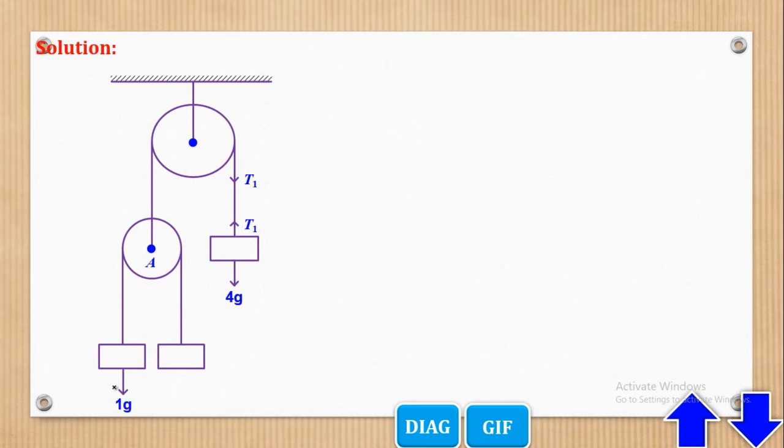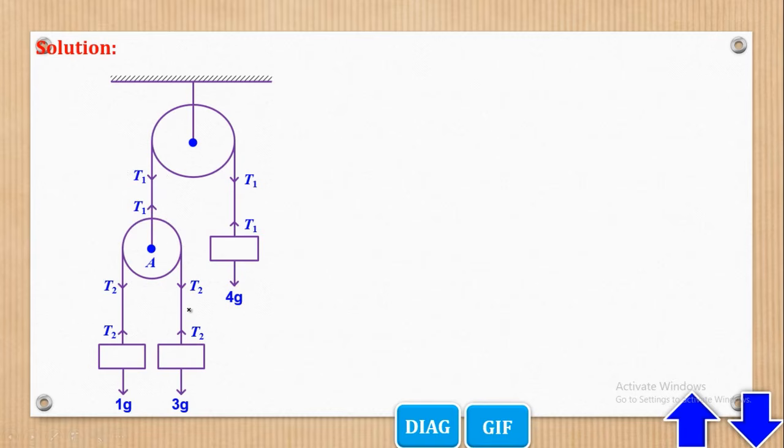For this body the weight will be 1G. G is not grams, it is acceleration due to gravity. Then because it is downwards, this will be upwards T2 and this will be downwards T2. Then for this one the weight will be 3G and here it will be upwards T2 and downwards T2. Now because these are downwards, here it will be upwards and here it will be downwards. So those are the forces acting on the particles.